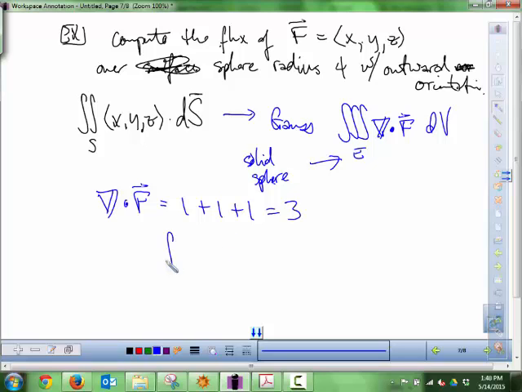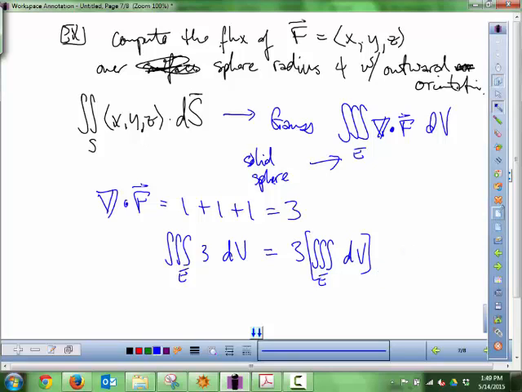Let me rewrite this integral again. If it's a constant, we could take it out of the integral. What is this triple integral? It's the volume of the sphere, right? So what's the volume of the sphere of radius 4? Cube?